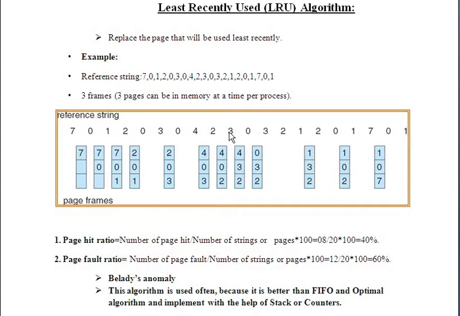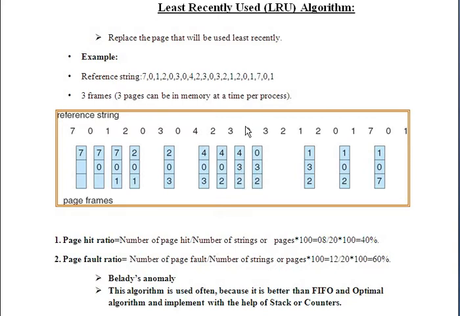Now 3 has to be accommodated. How to do it? We have 4 0 2. 2 is most recently used, 4 is next to it, and 0 is least recently used. So 0 has been replaced by page number 3. That's why it has become 4 3 2.